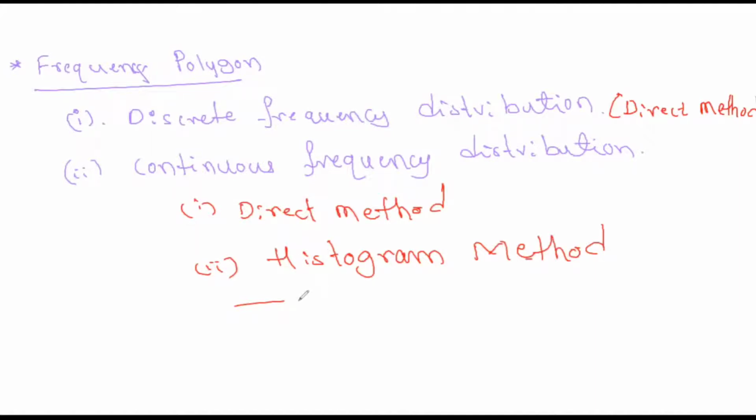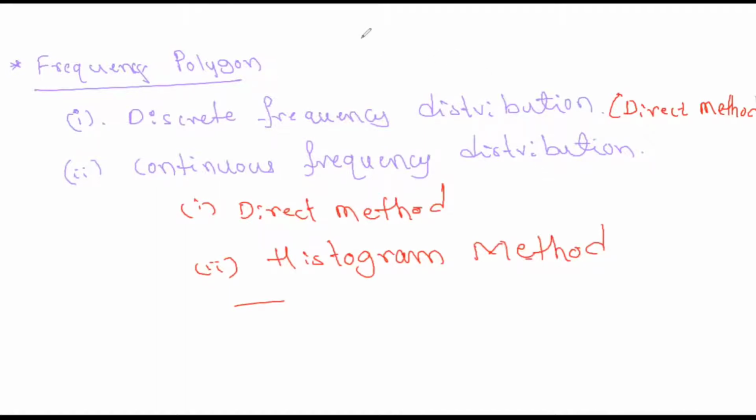Then a question may arise in your mind: what do you mean by discrete frequency distribution and what do you mean by continuous frequency distribution, right? It is very simple. You know the frequencies. Frequencies are nothing but, in a bulk of data, we can make certain class intervals, and in those class intervals, how many members are contained. That is frequency distribution.